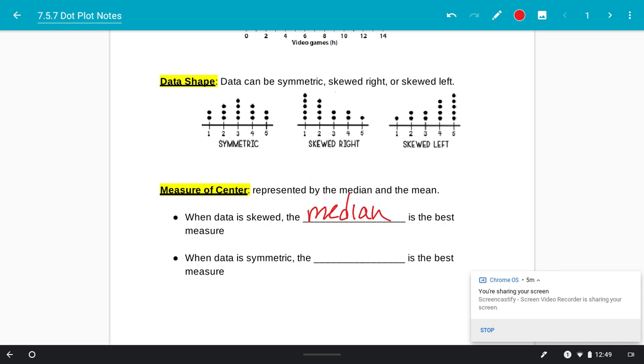When our data is symmetric, though, we would use the mean as our best measure, right? And we talked about in the last lesson how when we talk about house values, that we would use median because that data value is usually skewed to the right, meaning that there would be some really high-end expensive houses. So the median would be a better measure of center if we have that skew.